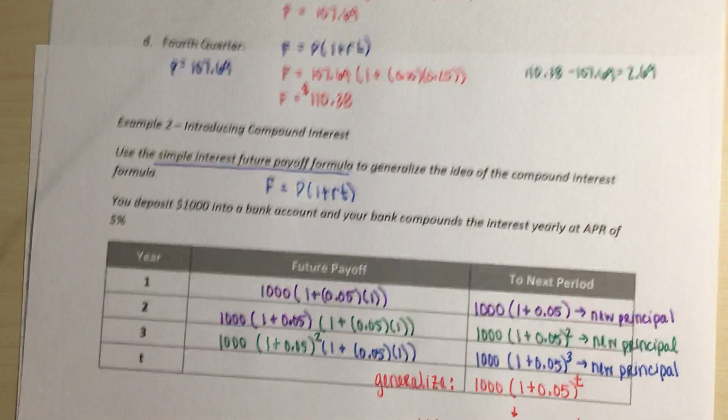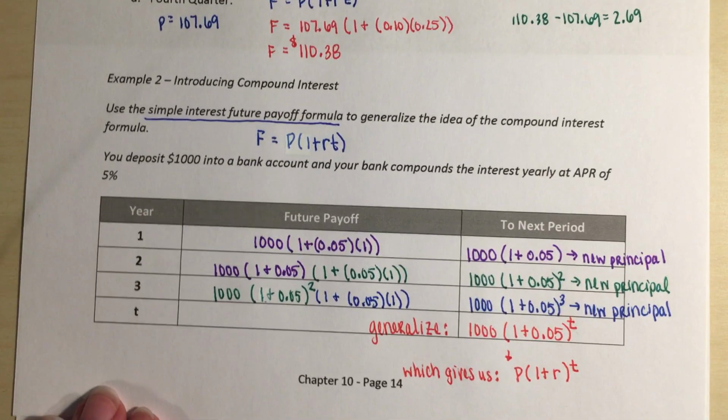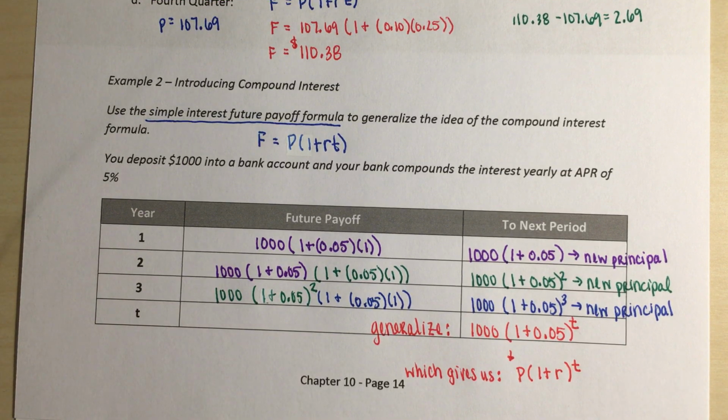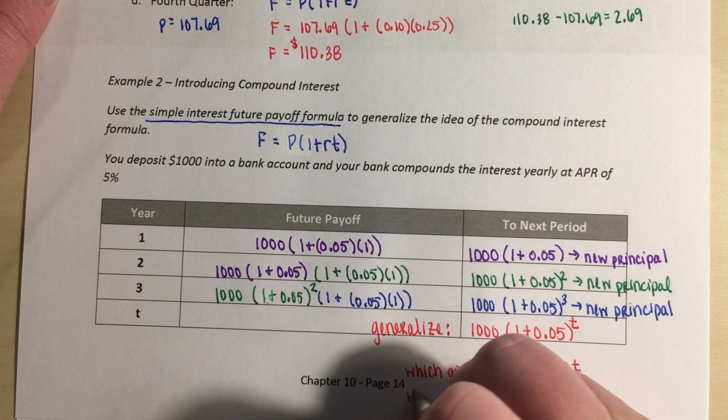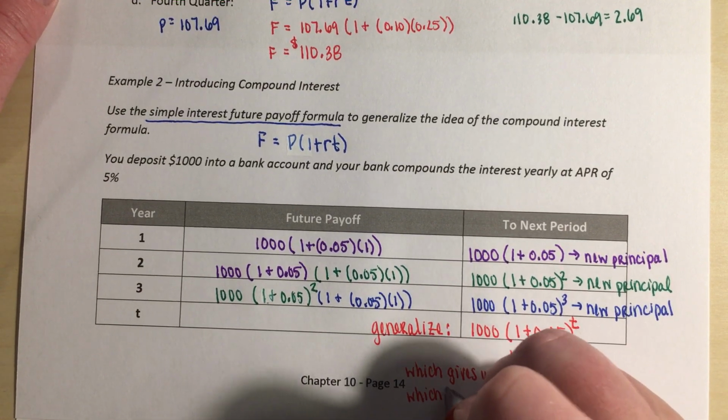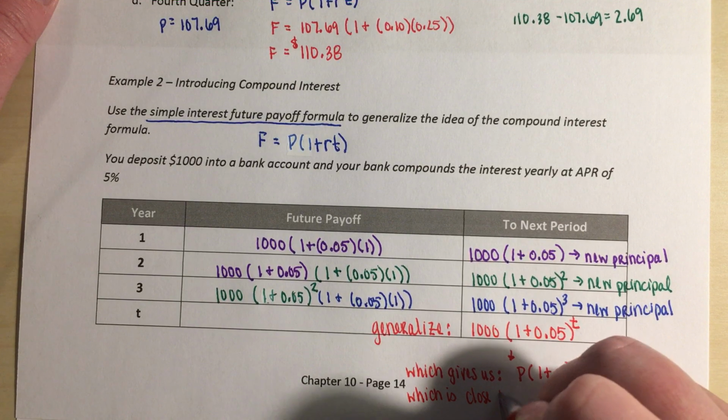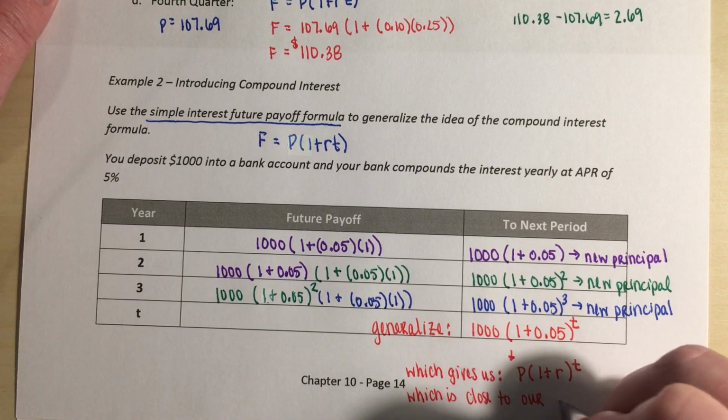Now this formula at the bottom is not our exact compound interest formula, but it's very, very close. So if we regeneralize what we started with, this is going to give us that, which is close to our compound interest formula.